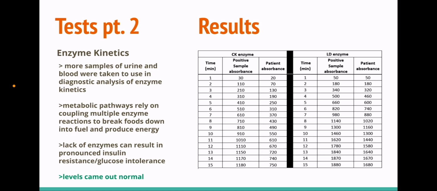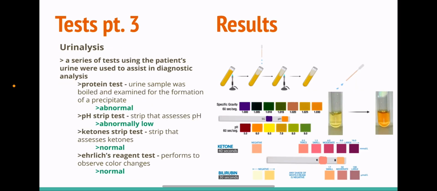So now that we've ruled out diabetes, we need to test for a possible UTI. So we will be conducting 4 series of tests for urinalysis. These, as in the name, all use samples of her urine to confirm. We're going to be starting with a protein test, which is pictured on the right top. We'll be taking her urine and boiling it, looking for a formation of precipitation. And her levels did come back abnormal, as pictured in the right.